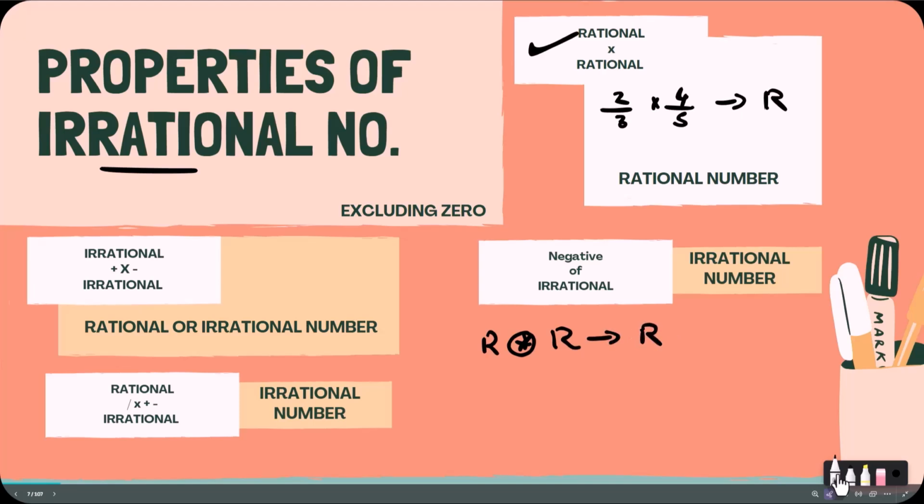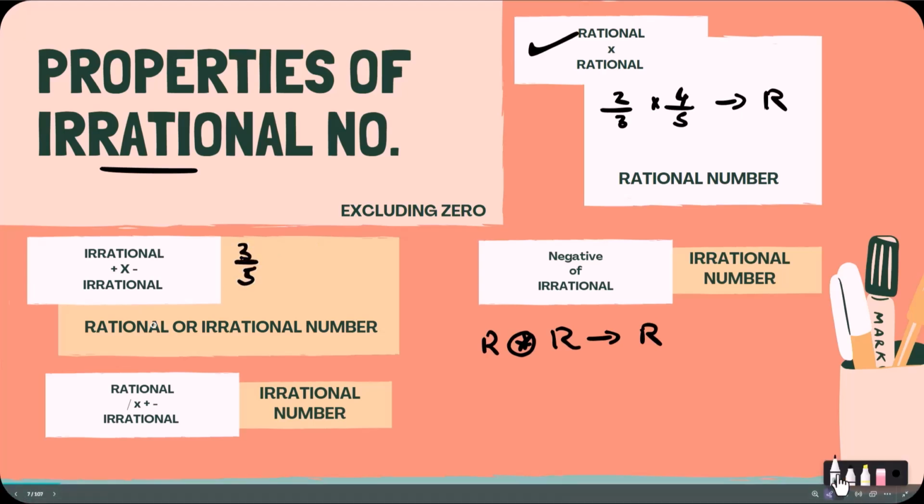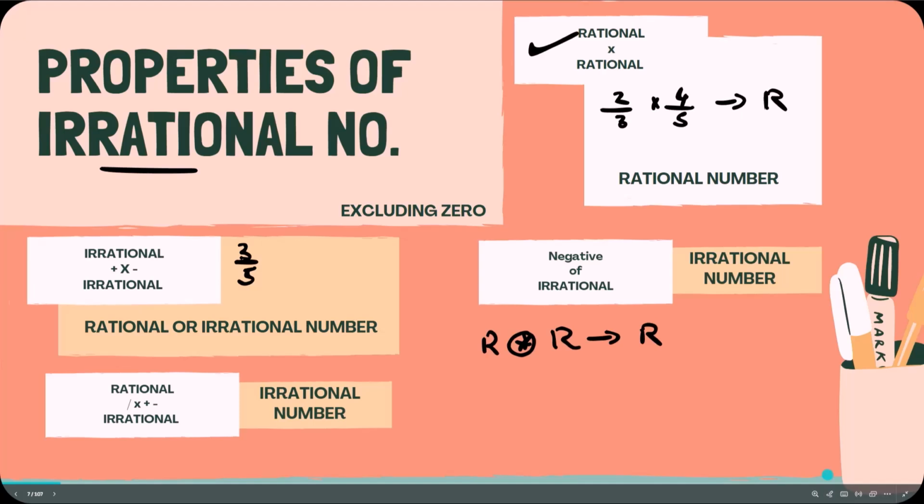Now what happens with irrational with irrational? I'll give you a few examples. 3 by 5 is a rational number, so I'll take irrational numbers instead. Which are irrational numbers? I have root 2, root 3, correct? All these are irrational numbers.